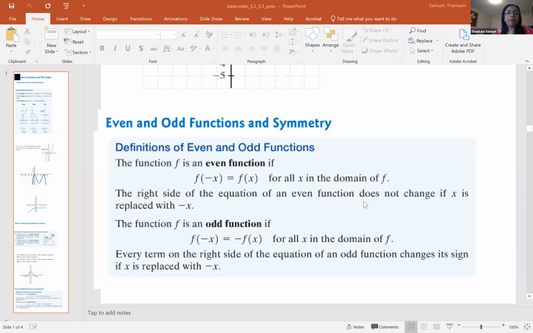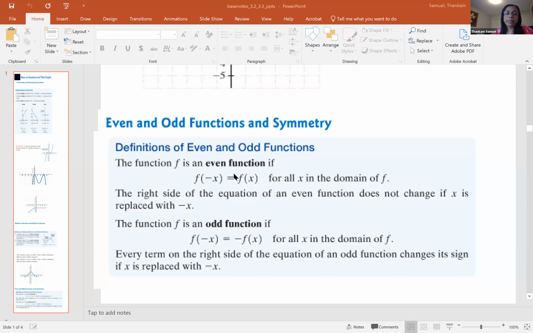Hello, today we are going to talk about even and odd functions and symmetry. So mainly we are going to see how we can determine whether a function is an even function or an odd function. So let's look at the definitions.